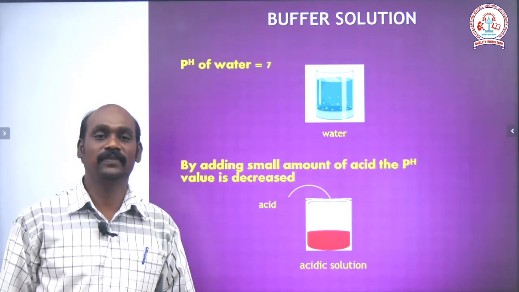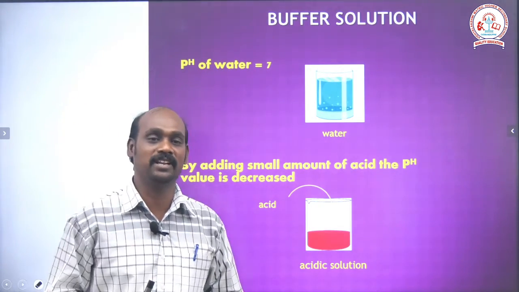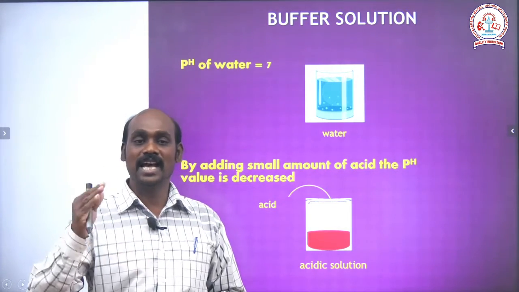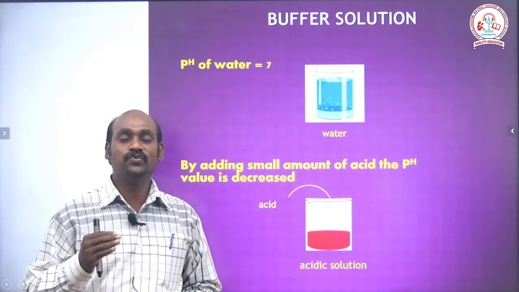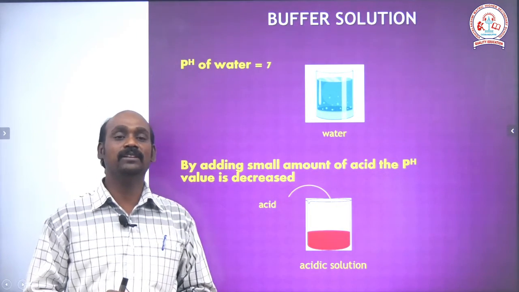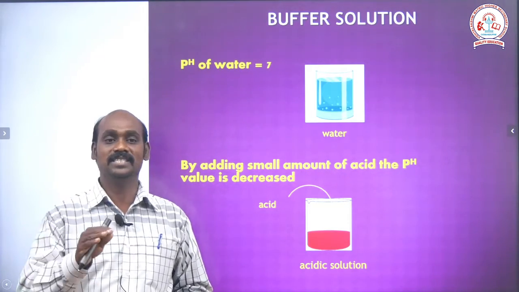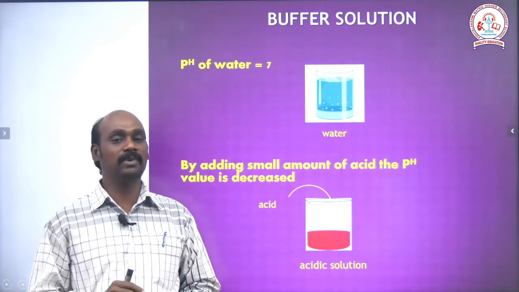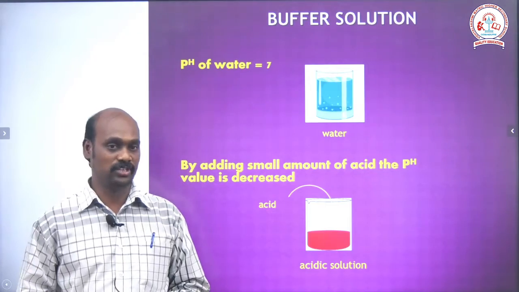Next one is, we know pH. pH is one of the measurements to identify or determine the acidic or basic nature of a solution. If the pH value is less than 7, it indicates the substance is acidic in nature. If the pH value is greater than 7, it indicates the substance or compound is basic in nature.